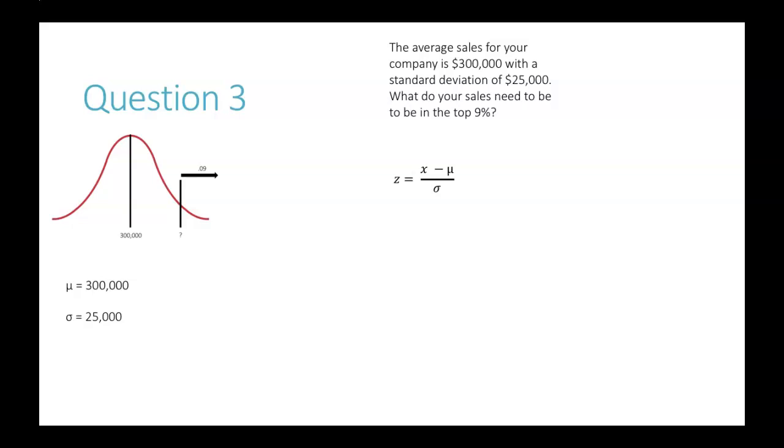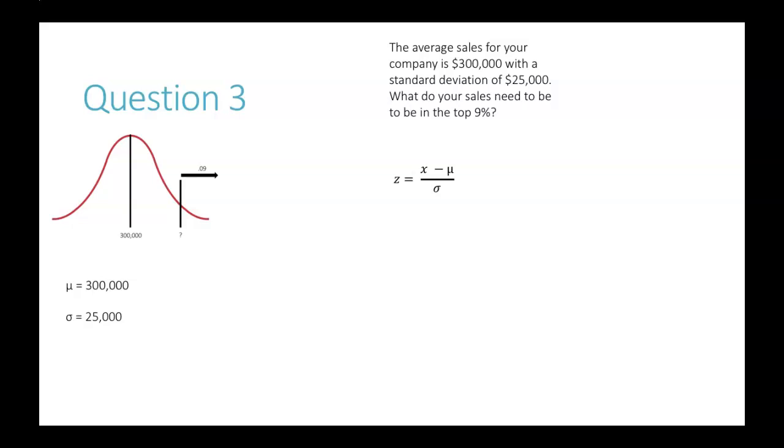Wait, real quick, can I ask a question? Yeah, definitely. Just to double check, mu and sigma are population mean and population standard deviation? Correct. Okay. Correct. All right, yep.